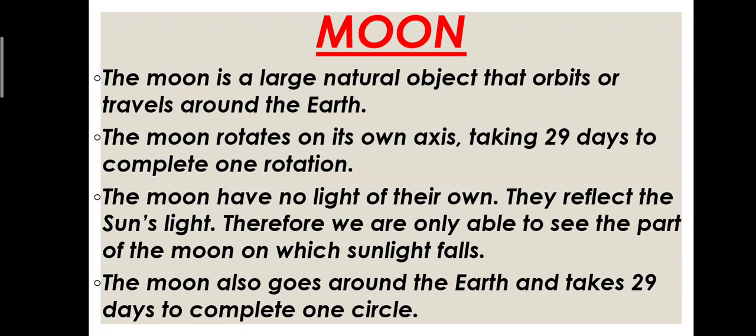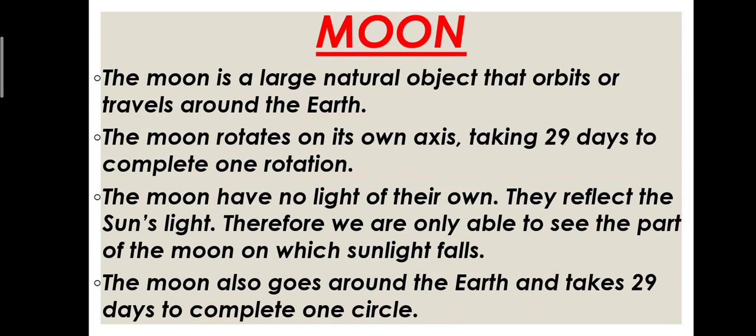What is the moon, or what do we know about the moon? The moon is a large natural object that orbits or travels around the earth. As you all know, the moon is revolving around the earth. The moon rotates on its own axis, taking 29 days to complete one rotation. The moon also revolves around the earth. So there are overall two movements of the moon.